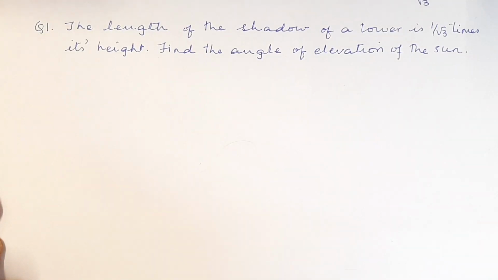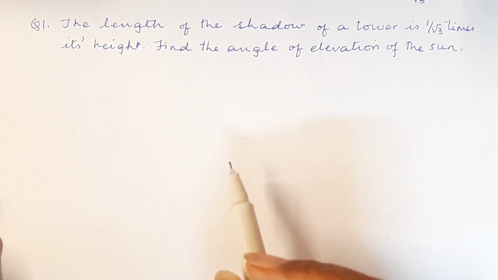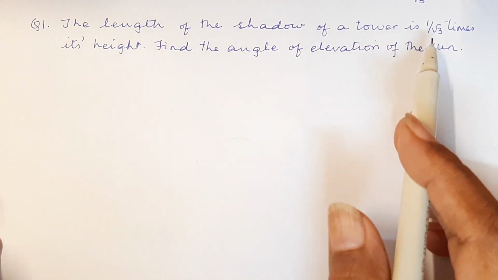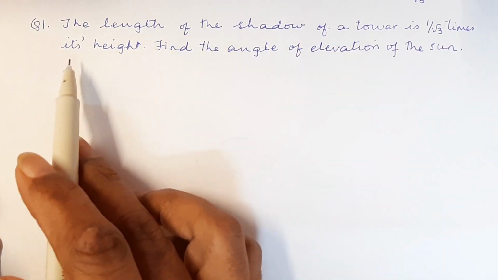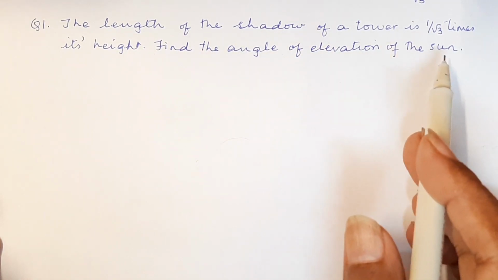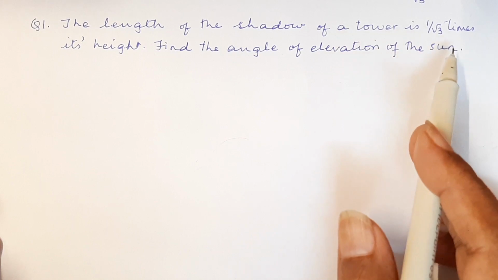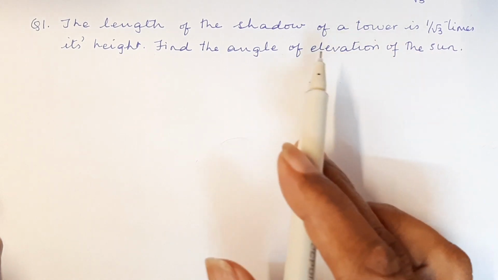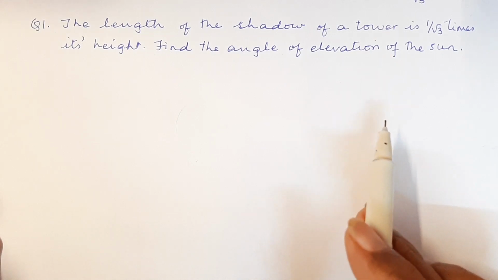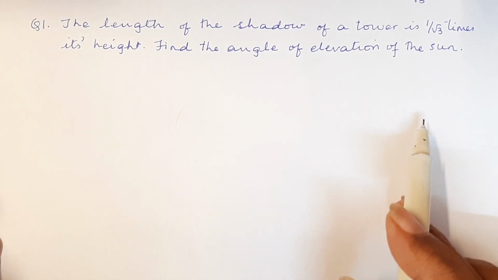Now we use the information that we learned to solve the problems which are presented to us. Let us look at our first question. Number 1, the length of the shadow of the tower is 1 upon root 3 times its height. Find the angle of elevation of the sun. Now in order to solve this, first of all we have to look at the tower, which will be vertically upwards standing on the ground.